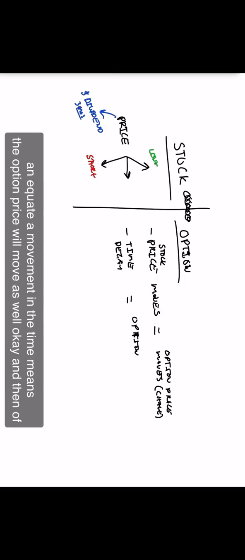And of course, like an insurance contract, the more time you have, the more valuable this option is. So as the time ticks away, this is called time decay. As the time ticks away, the option price changes. A movement in time means the option price will move as well.